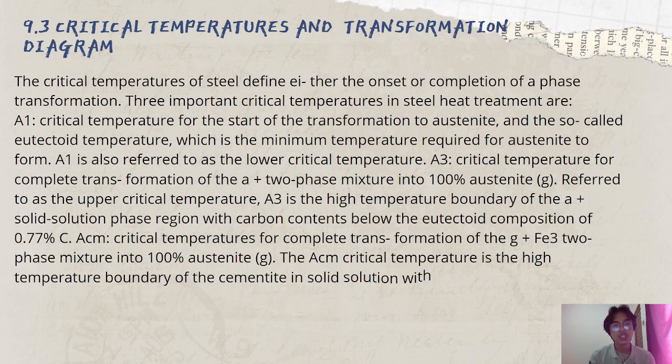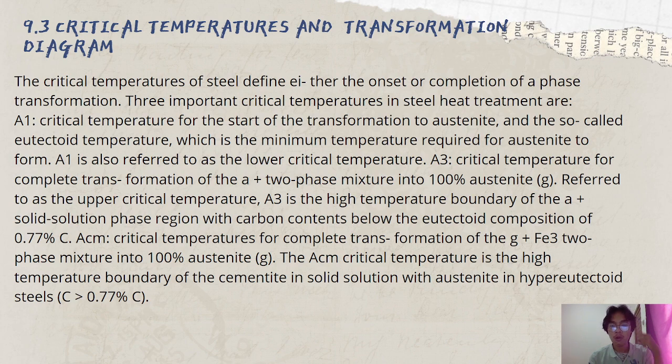6.3 is critical temperatures and transformation diagram. The critical temperatures of steel differentiate either the onset or completion of phase transformation. Three important critical temperatures in steel heat treatment are: first, A1, the critical temperature for the start of the transformation to austenite, the so-called eutectoid temperature, which is the minimum temperature required for austenite to form. A1 is also referred to as the lower critical temperature.